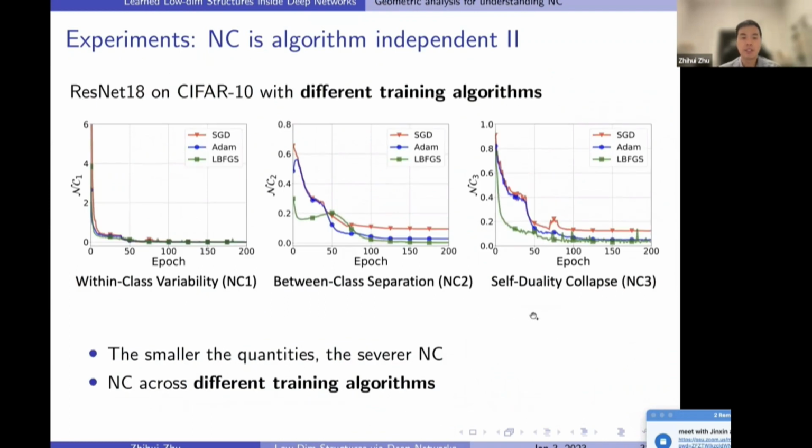So here are the three learning curves which we showed before. They indicate that for all these three training algorithms, we always observe these neural collapse properties, which means neural collapse occurs across different training algorithms.